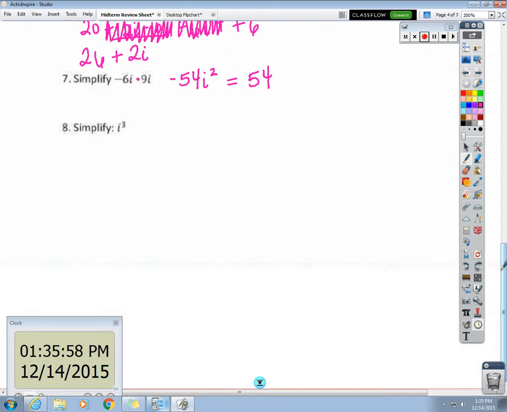All right, number 8, i cubed. I cubed, isn't that just i times i times i? Okay, well, don't the first two i's make an i squared, which we all know equals a negative 1, and then you've got that i left over. So negative 1i, which they would just write as negative i, because you don't have to write the 1. Okay, y'all ready to move to number 9?